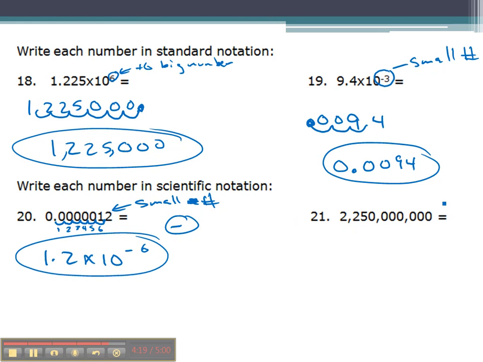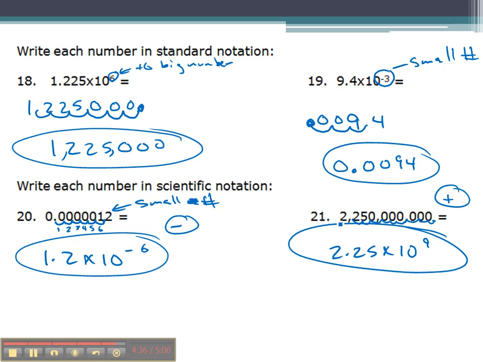21 is a large number, so I know I'm going to have a positive exponent. And the decimal's not in sight, it's on the right. I need to move it 1, 2, 3, 4, 5, 6, 7, 8, 9 to give me 2.25 times 10 to the positive 9th power. Okay, I'll pick up the review with problem 22 on the next video.